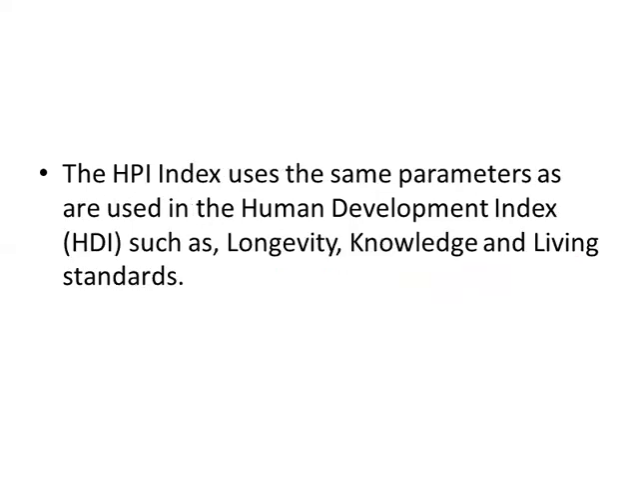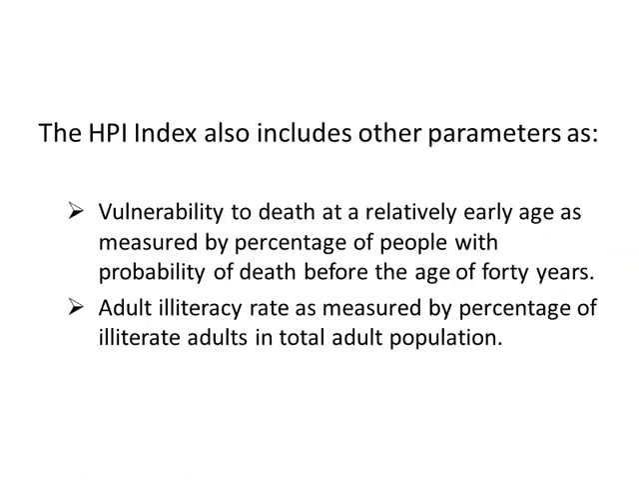The HPI or Human Poverty Index uses the same parameters as are used in the Human Development Index. We know that in the construction of Human Development Index, we use three parameters such as longevity, knowledge, and the level of standards. These three parameters are also used in the construction of Human Poverty Index. But besides the three parameters which are included in Human Development Index, HPI also includes some other parameters.